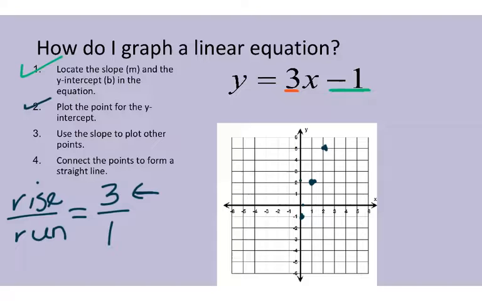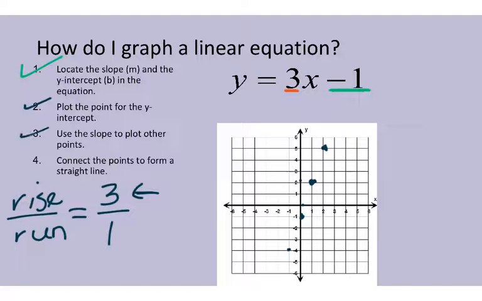The same way, I can use my two negatives. I'm going to start at my y-intercept and go down 3 and to the left 1. And as I'm plotting these points, you'll see that my line starts from the bottom left-hand corner and goes up to the right, and that's a positive slope.